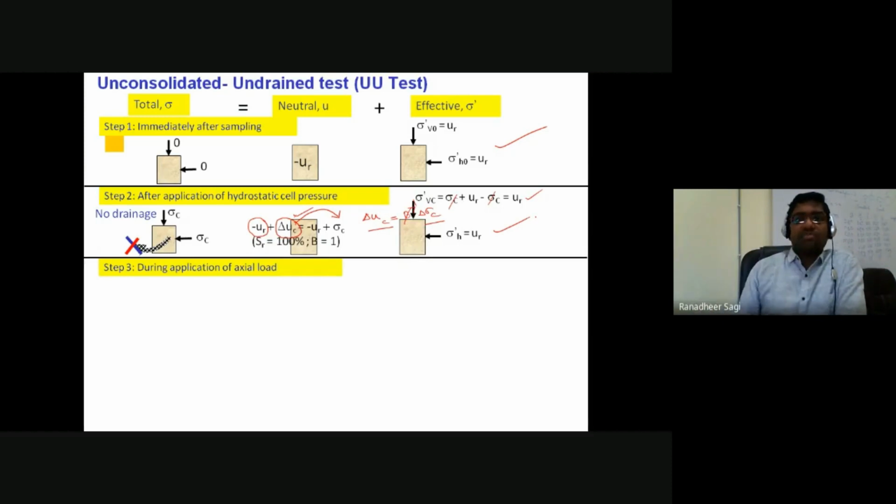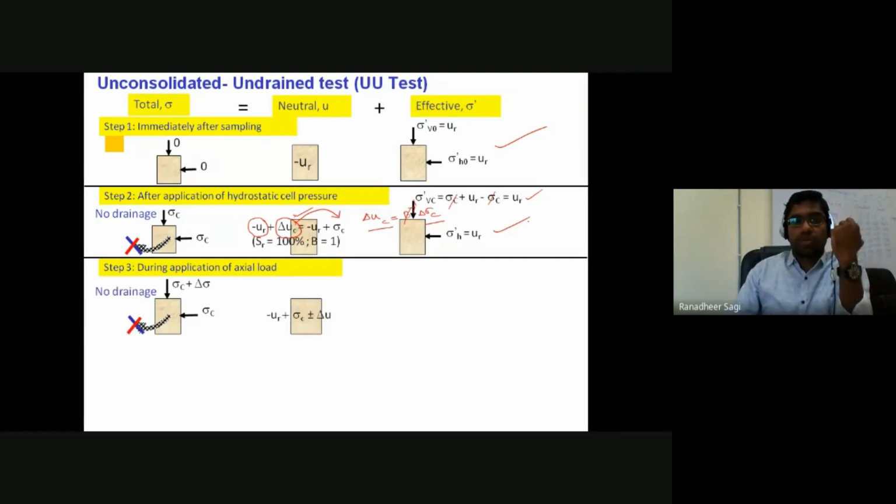And in the next stage of loading, we increase the loading on the soil sample by applying loading only in the vertical direction, which we call your deviatoric stress. Because of that applied deviatoric stress, there is an additional increment in pore water pressure that we are going to come across. Obviously the pore water pressures developed in the soil sample would further increase, and that further increase I can represent in terms of a positive increase, or in terms of a negative increase.